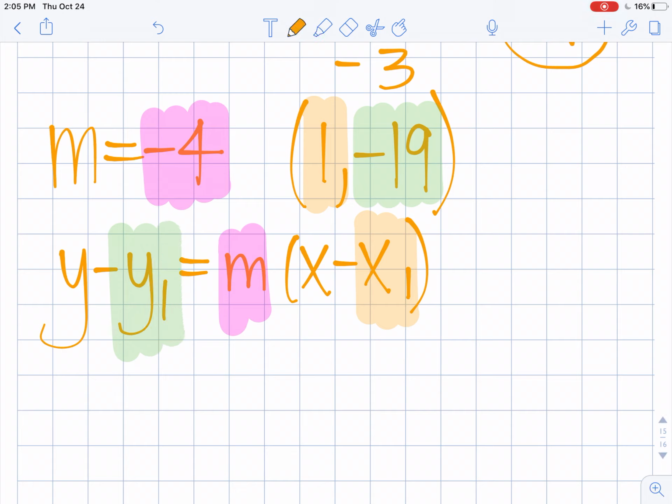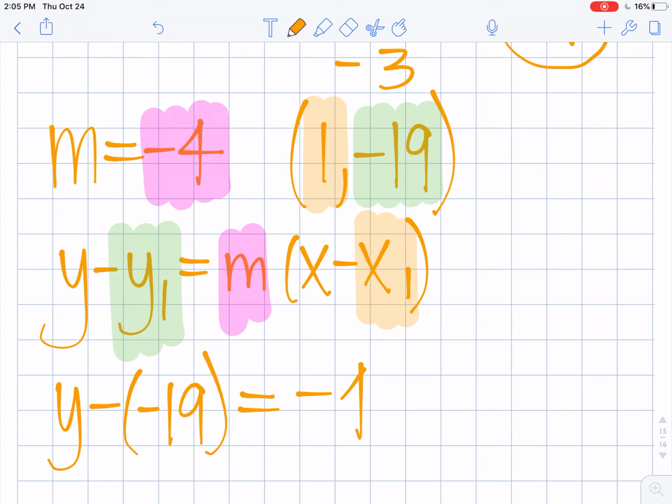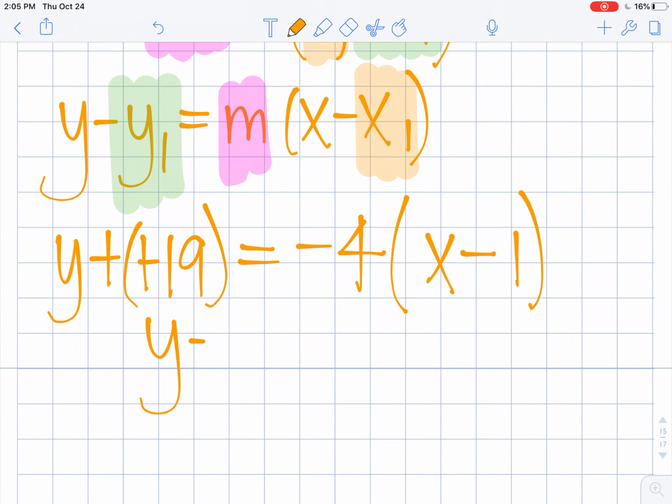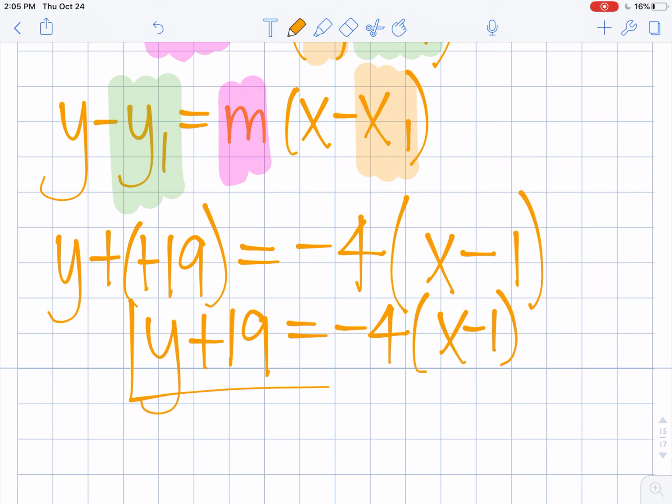So if I plug it all in, I get y minus (-19) is equal to -4 times x minus 1. Remember, minus a negative is the same as add the opposite. So this becomes y plus 19 equals -4 times x minus 1. And that's your final answer.